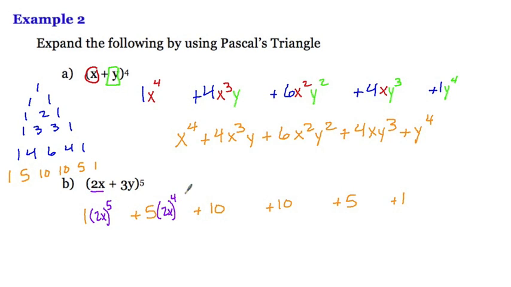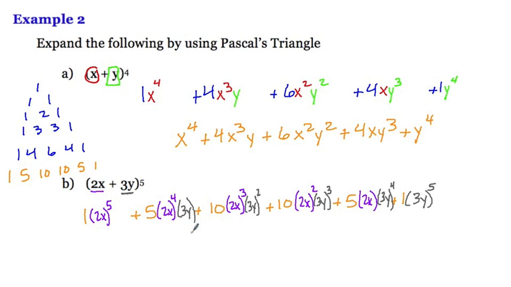2x to the fourth. I'm putting in parentheses because it's the 2 and the x that's going to get that exponent, not just the x. So 2x squared, 2x. And the last term there is 3y, so it starts on the back side. 3y to the fifth. Didn't leave myself enough room here, but you can get the idea. 3y to the fourth, 3y cubed, 3y squared, and 3y. Okay.